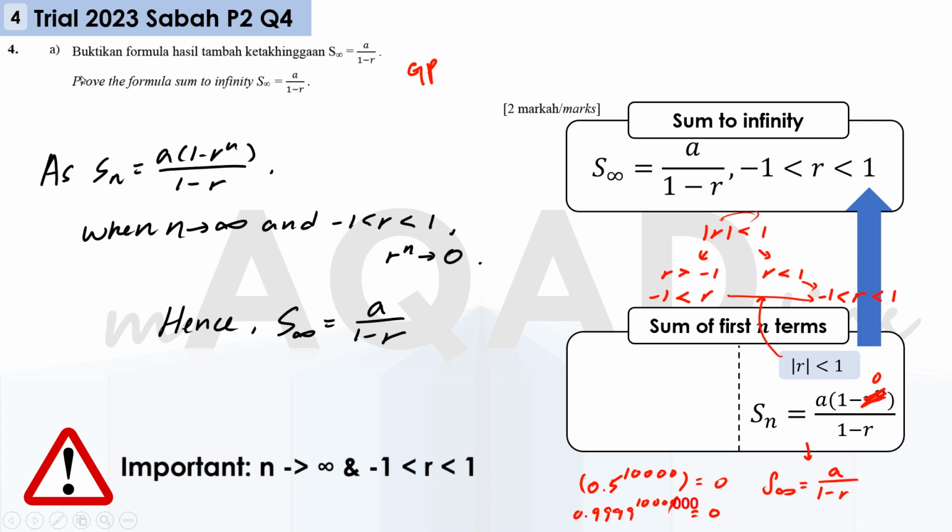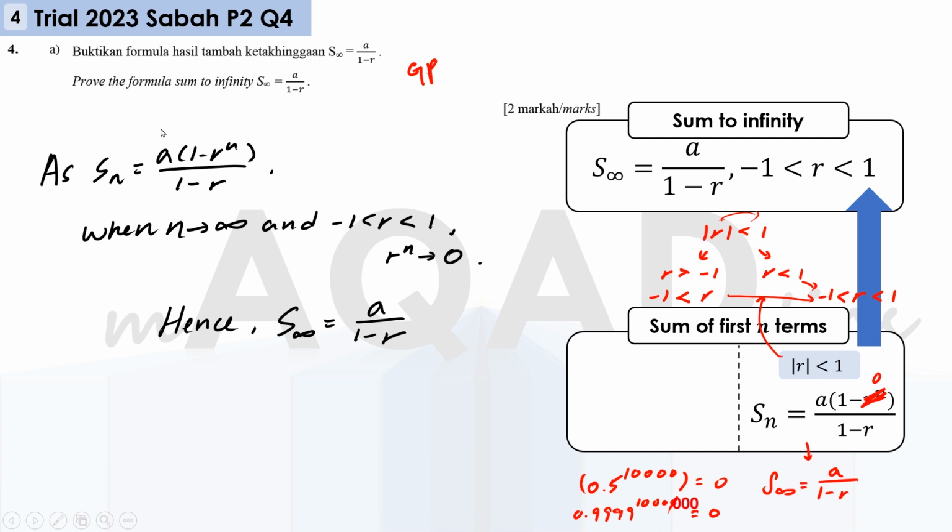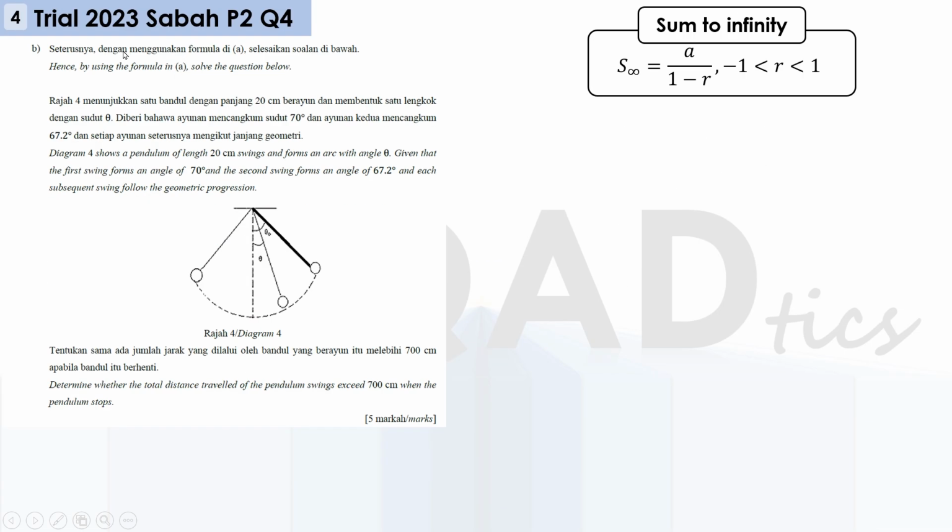Right? So for proving, not all proofs need to have a very complex mathematical calculation. This one is a bit special because you just need to explain how you got it. And for part B, we are going to use the formula in part A, which is sum to infinity. It also says that the pendulum has a length of 20 cm.